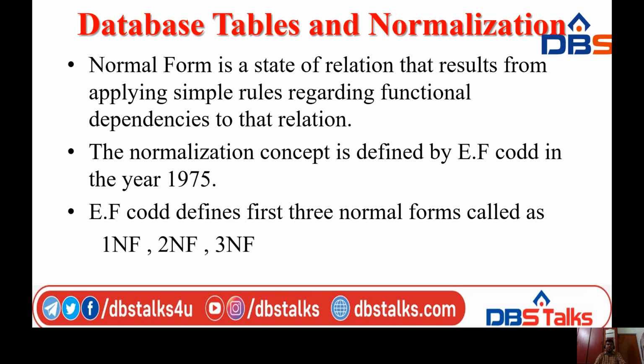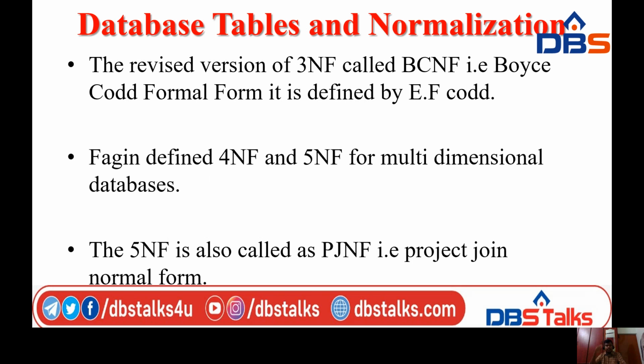The normalization concept was defined by E.F. Codd in the year 1975. E.F. Codd is the scientist who defined the concept of normalization. He defined the first three normal forms, called 1NF, 2NF, and 3NF. The revised version of 3NF is called BCNF, that is Boyce-Codd normal form. It is also defined by E.F. Codd.